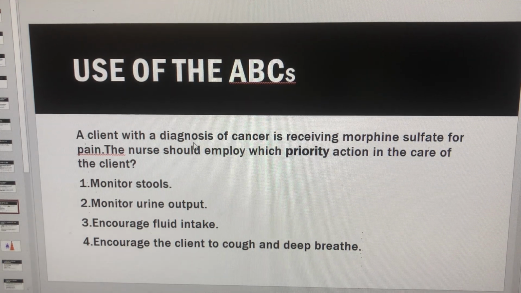Use of the ABCs. A client with a diagnosis of cancer is receiving morphine sulfate for pain. The nurse should employ which priority action in the care of the client? 1. Monitor stools. 2. Monitor urine output. 3. Encourage fluid intake. 4. Encourage the client to cough and deep breathe.